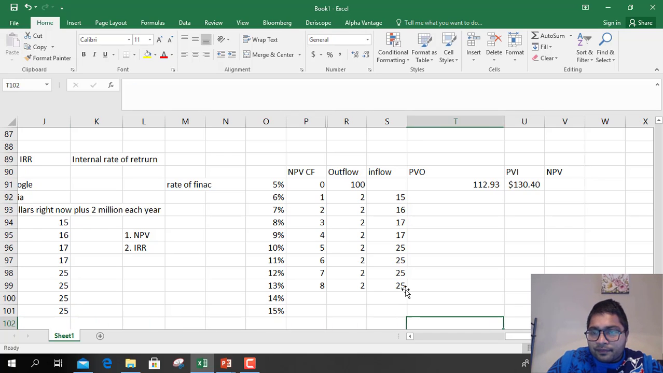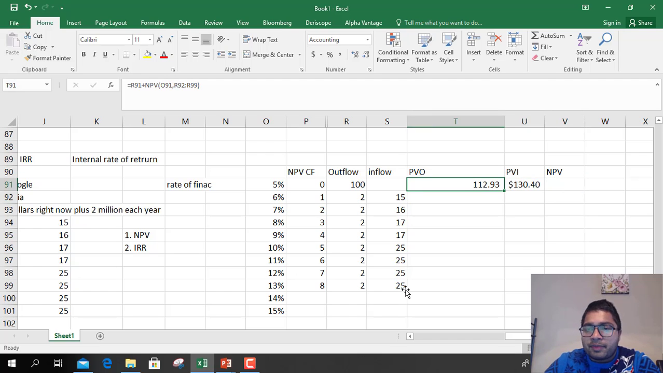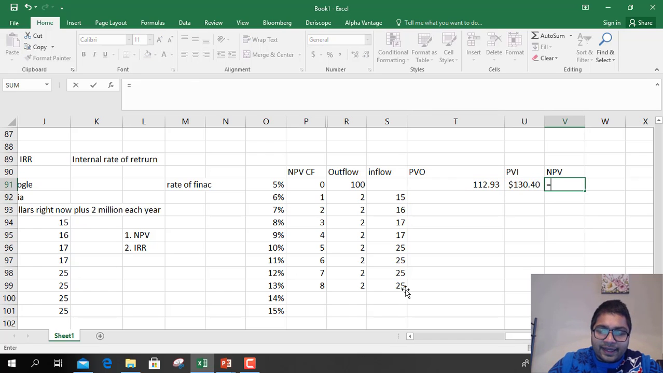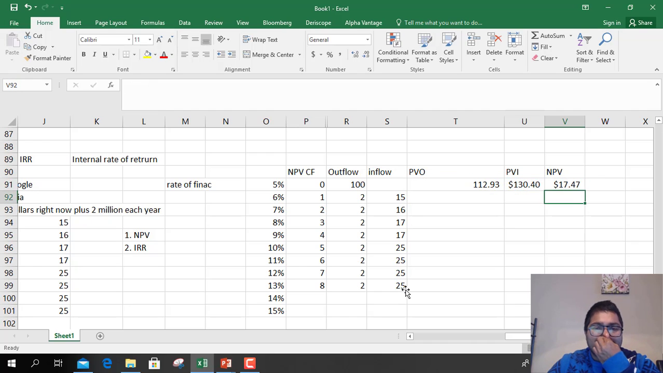Okay, so we have present value of inflow, we have present value of outflow, we need NPV, inflow minus outflow, so 17 million. So let's do it for 6%.